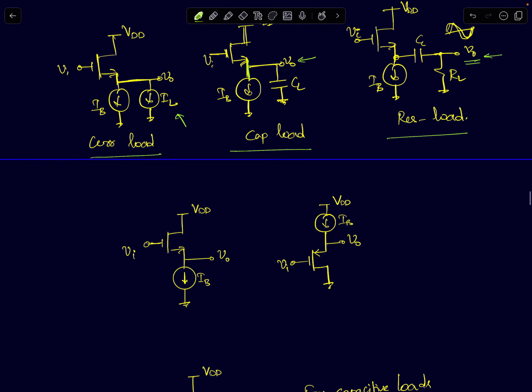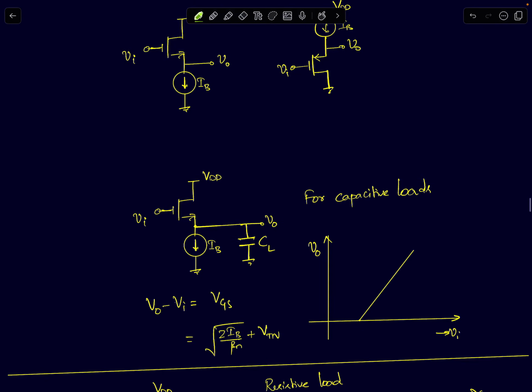So now I'll first quickly try to analyze the DC characteristics of a source follower architecture for different loads. For a capacitive or a constant current load, I'm drawing the DC characteristics. You can directly see the output voltage minus the input voltage is equal to VGS of this MOSFET. The VGS, if you expand it, will be square root of 2 IB upon beta n, where beta n is mu n Cox W by L, plus VTN.